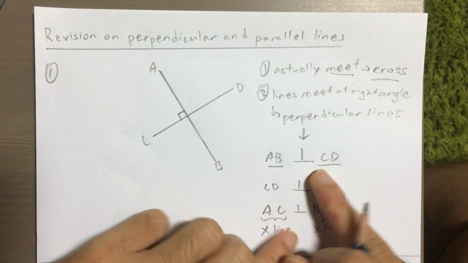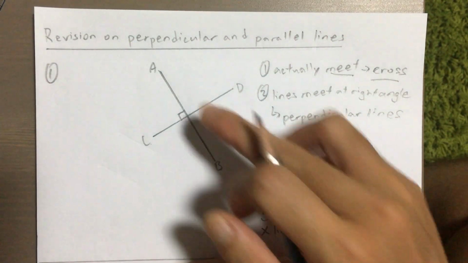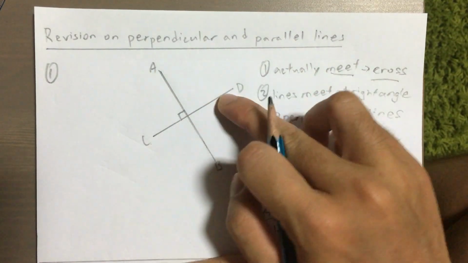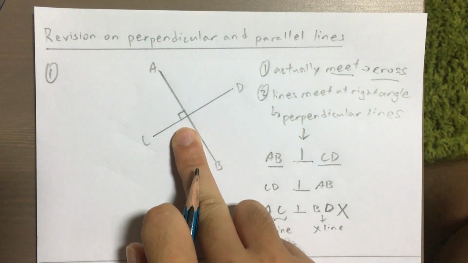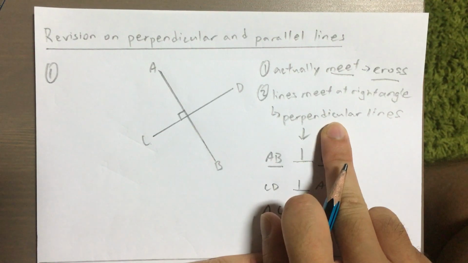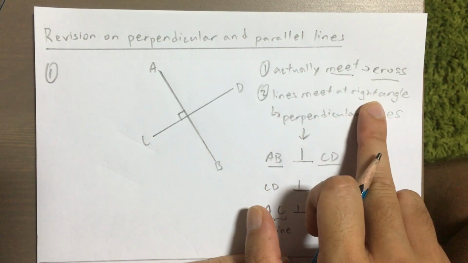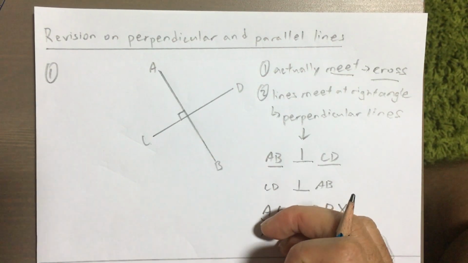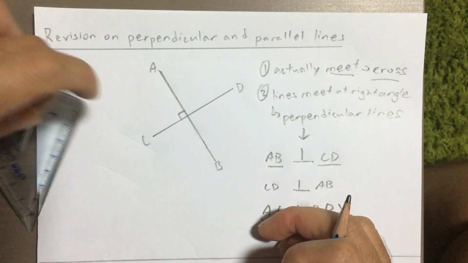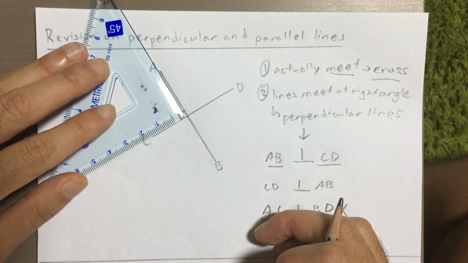So basically, what I want to show here is that when you have lines that cross each other at right angle, they are called perpendicular lines. Perpendicular lines meet at right angle. Very simple. And how do you check? You use your set square. You put it here, and here is a right angle.